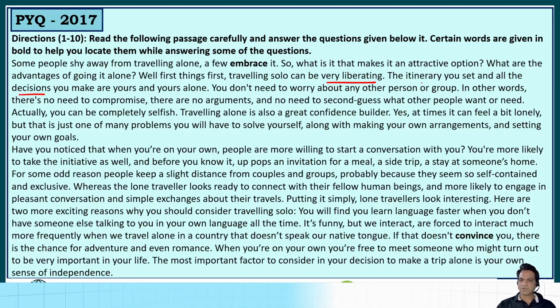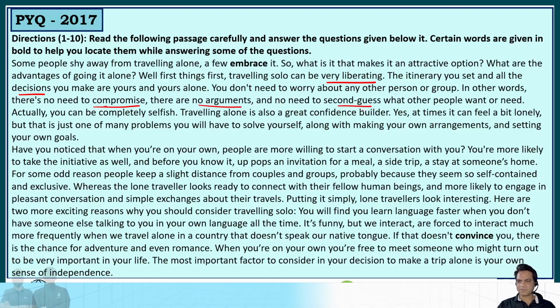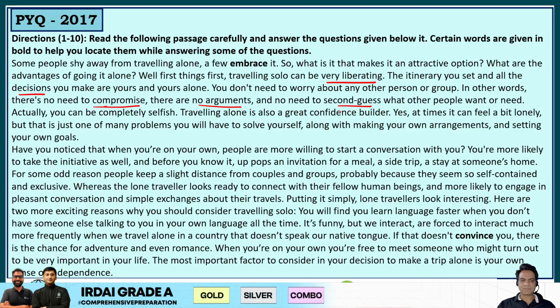You don't need to worry about any other person or group. In other words, there is no need to compromise. There are no arguments. So no compromise, no arguments, and no need to second guess what other people want or need. Actually, you can be completely selfish.